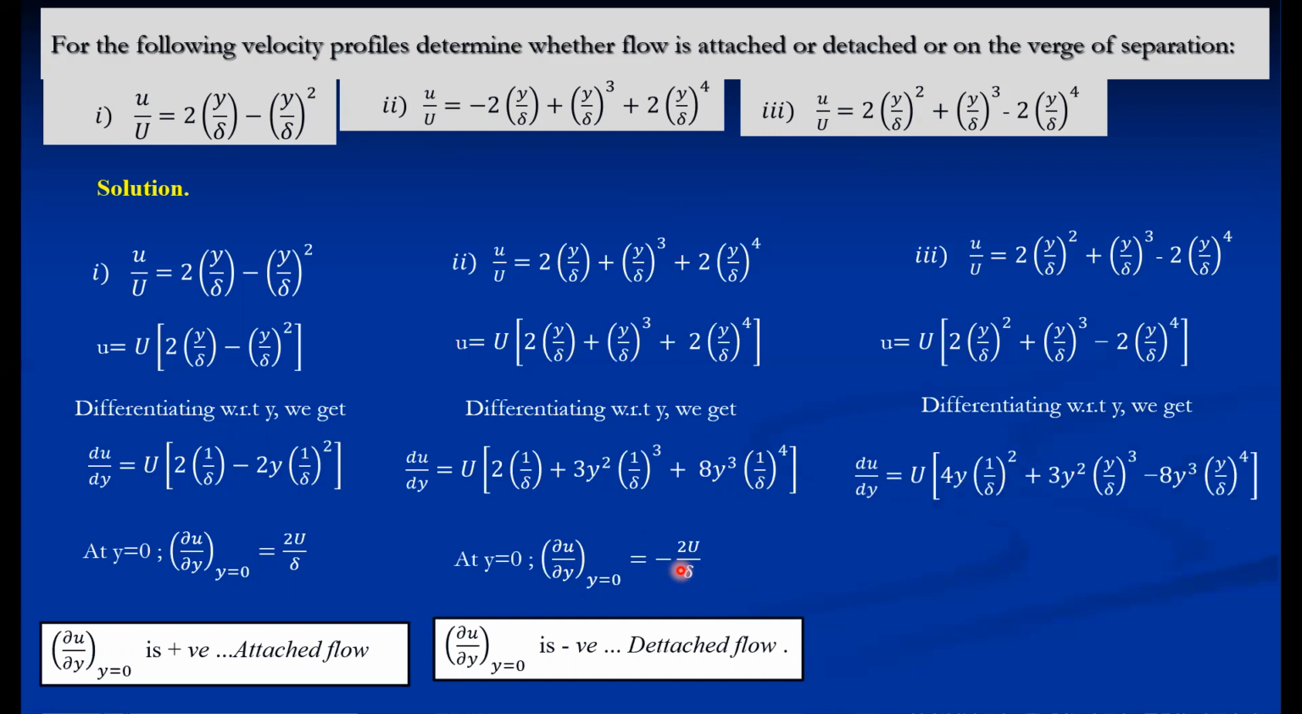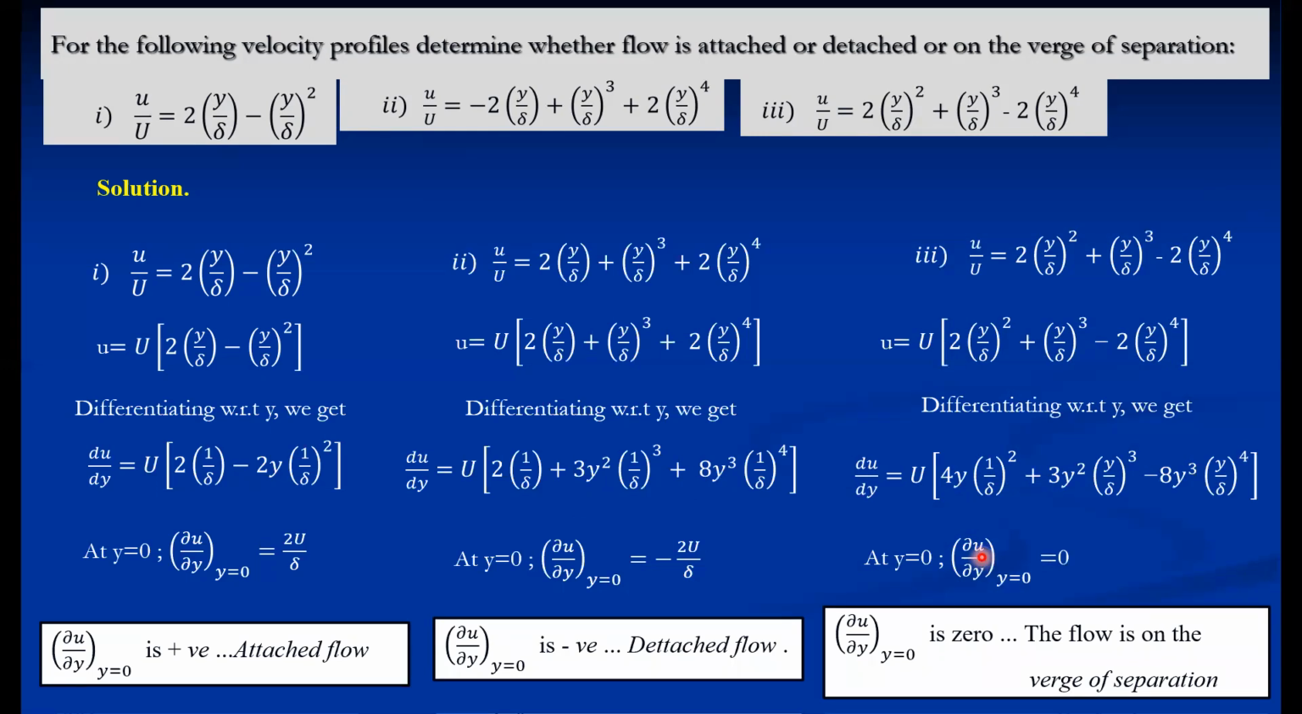Differentiating with respect to y, and putting the value of y equal to 0, in every term there is y, so this is equal to 0. That means the flow is just on the verge of separation.